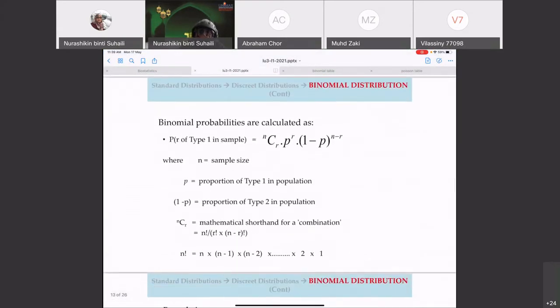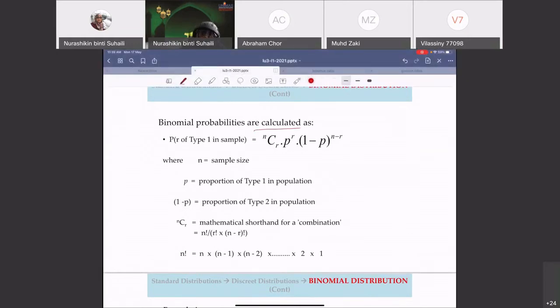Okay, so how do we calculate the probability under binomial distribution? This is the formula. It will be given in the exam, but you have to know how to use it: what nCr means, what r refers to, what p refers to. So you have to know by yourself. N is the sample size. P is the proportion of type 1 in the population, the probability of event 1. And P is normally given in the problem.